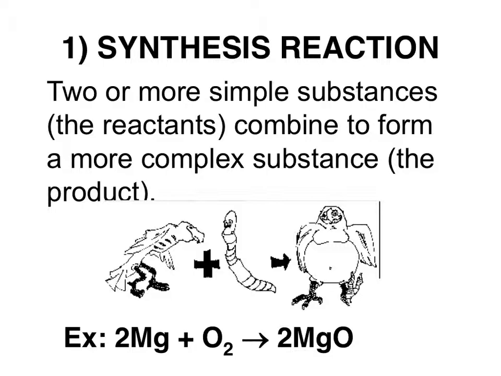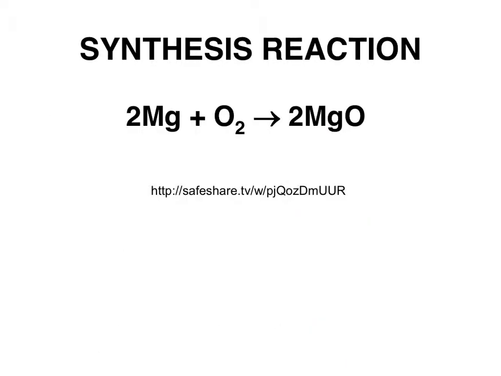A very simplified way of saying this is you have substance A plus substance B, which are separate, make substance AB that are now combined together. Okay, these simplifications might come in handy for assignments later, so you might want to write those down.